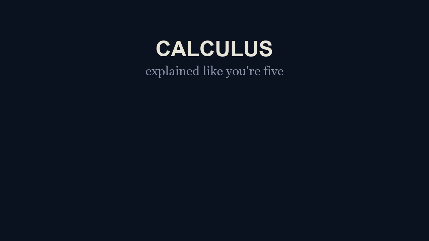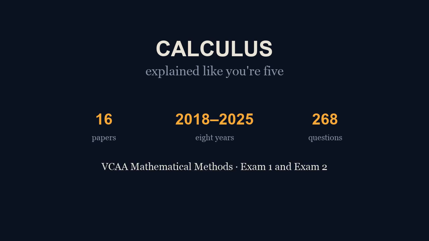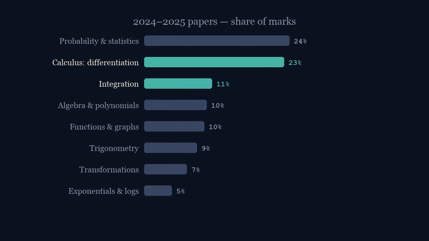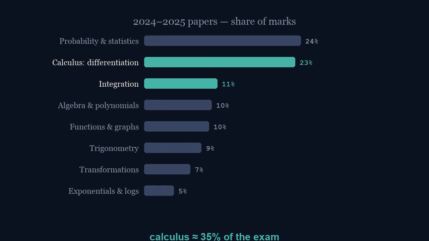Same deal as last time. Every VCE Methods exam, 2018 to 2025. 16 papers, 268 questions, sorted into topics. Here's the last 2 papers, counted mark by mark. Differentiation still huge, 23%. Add integration, and calculus altogether is just over a third of the whole exam.